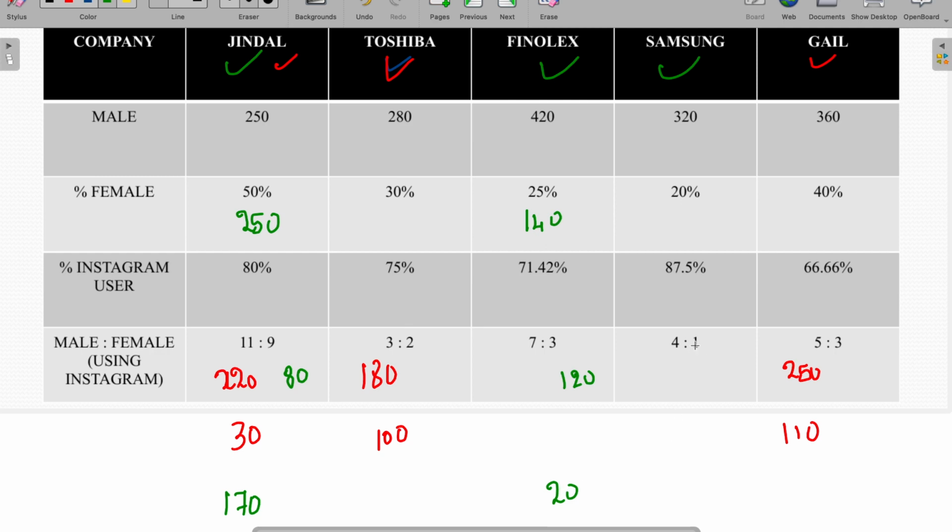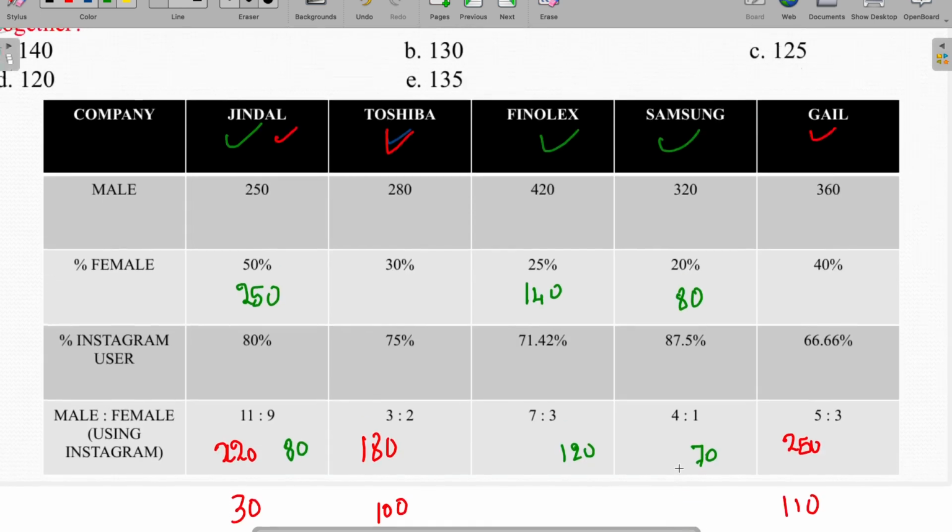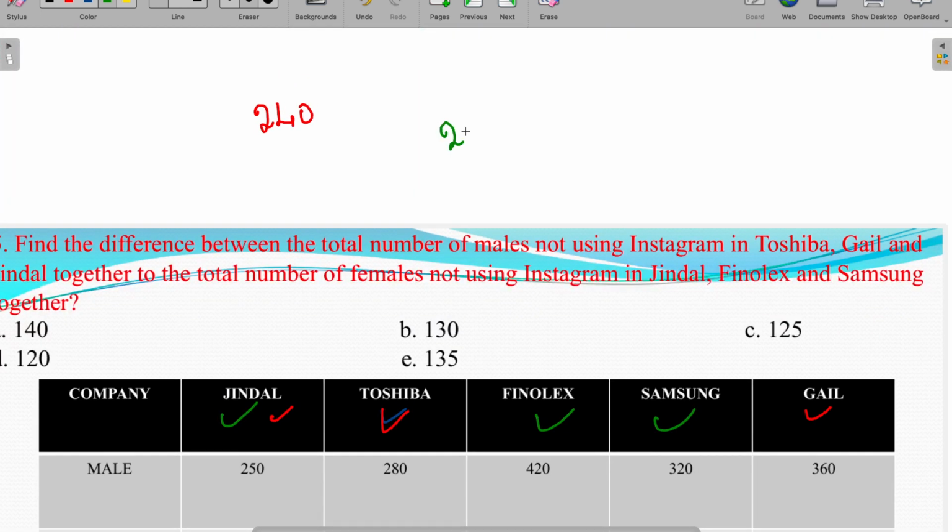Even Samsung we have to find out. Total females, we already found that data. 80% is equal to 400, means 80 members are there. Out of 80 members, 70 members are using, which means 10 members are not using. So I need to find out the difference. 170, 20, 200 members, sorry, 200 females are not using in total. The difference between these two will be 140. That will be your answer.